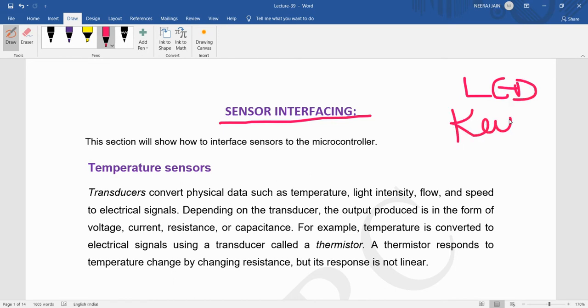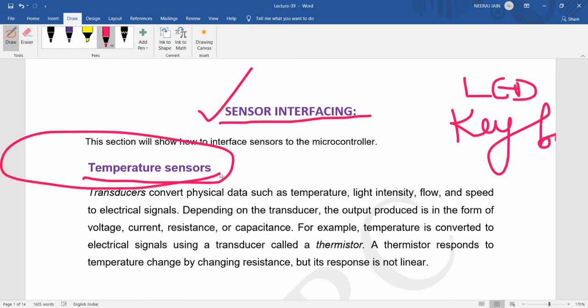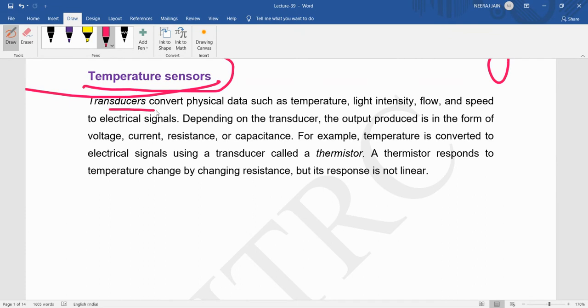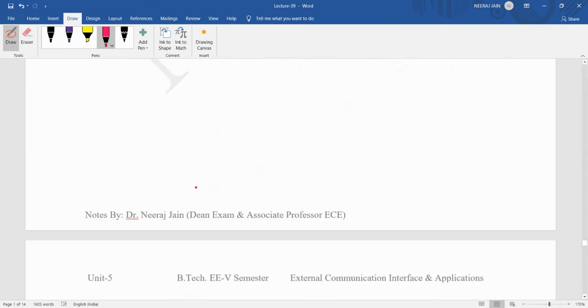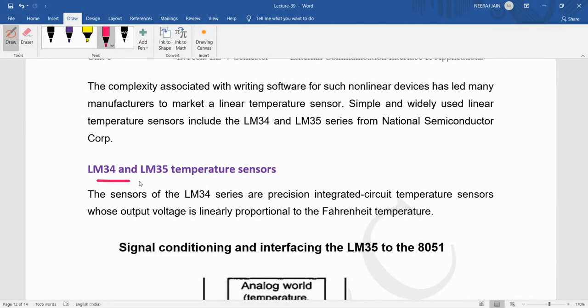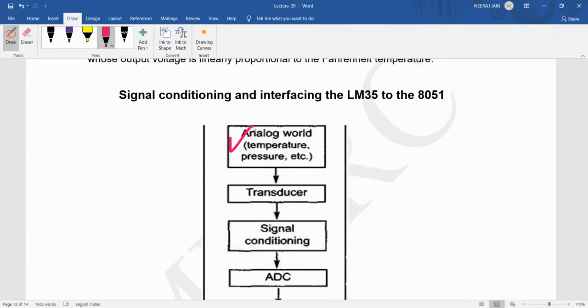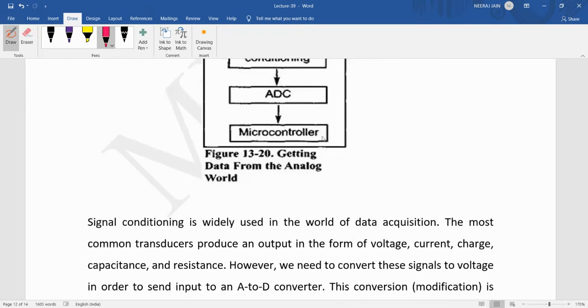We study about keyboard interfacing, and we are also seeing sensor interfacing. We are considering the temperature sensor here for the interfacing purpose. As we know, a transducer converts any physical variable into a measurable electrical signal. So here the LM34 and LM35 temperature sensors are used, and these are connected to an analog temperature, pressure transducer, and the microcontroller.